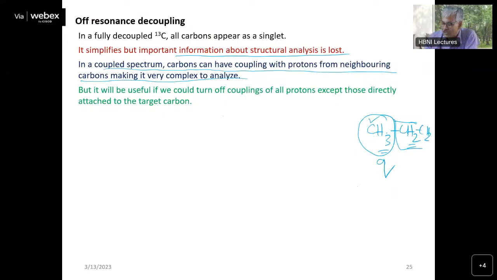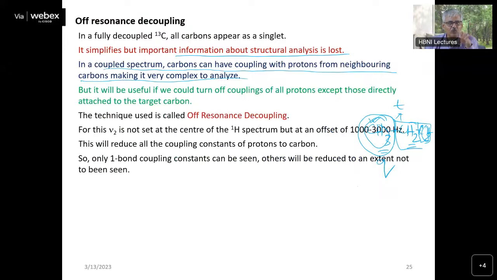Similarly, this CH2 is coupled to this CH3 and also the neighboring CH2. If you can stop those couplings, this coupling and this coupling, then it will come as a triplet. So it will simplify, and it will tell you how many protons are attached to that carbon, and that process is called off resonance decoupling.